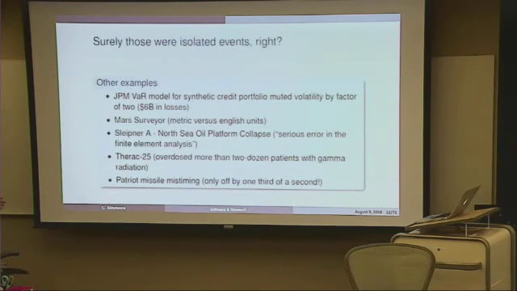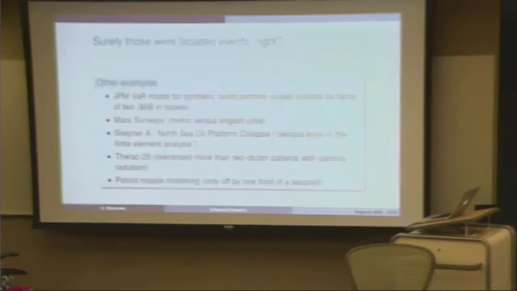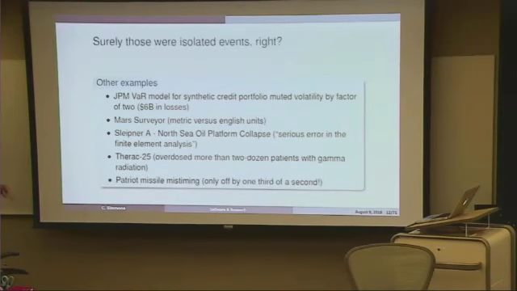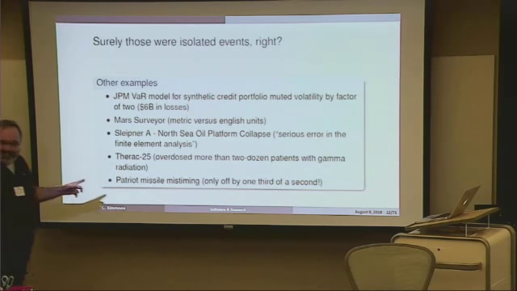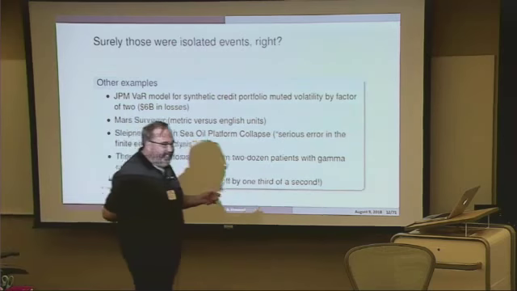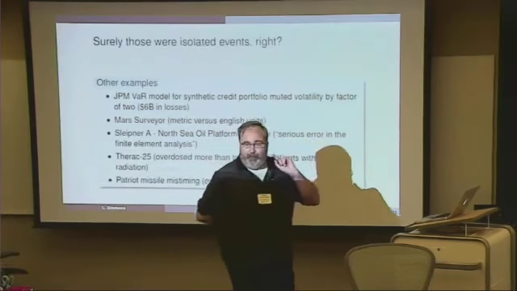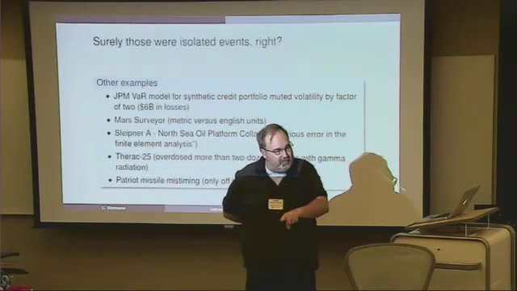This is not an isolated incident. JP Morgan has lost $6 billion at least due to problems in a spreadsheet. Mars Surveyor, do you remember that? Lockheed Martin worked in English units, and NASA worked in metric units, and it perfectly arrived at Mars only to accelerate through it.